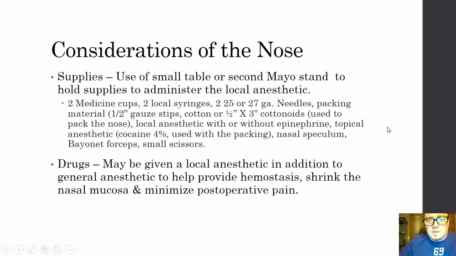May use some drugs in addition to your local anesthetic to help provide hemostasis. Epinephrine, to shrink the nasal mucosa and minimize pain. Often cocaine-soaked small sponges, either 2x2s or even in the packing, they'll soak some cocaine into the packing for post-op pain.